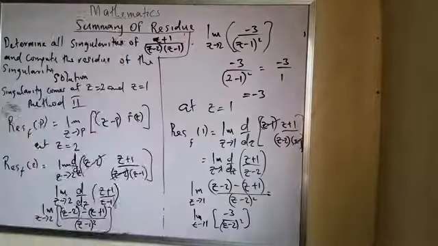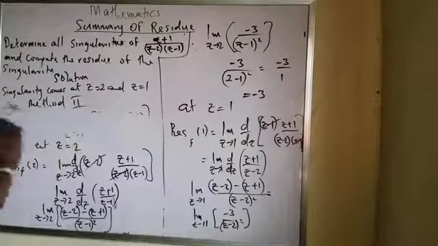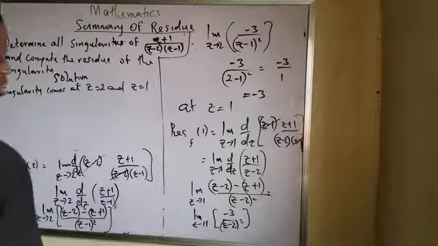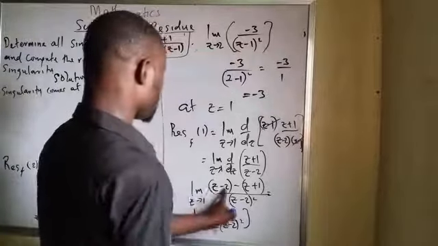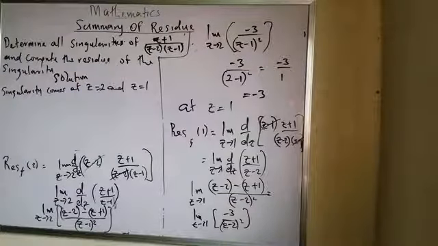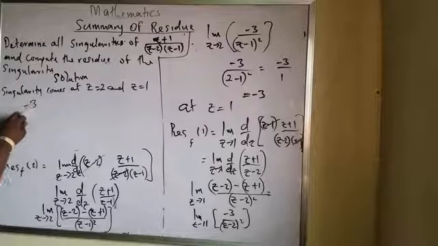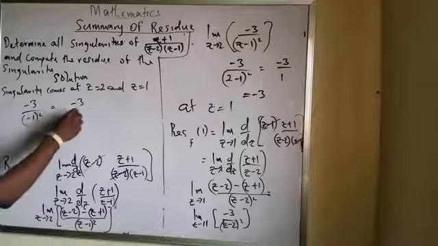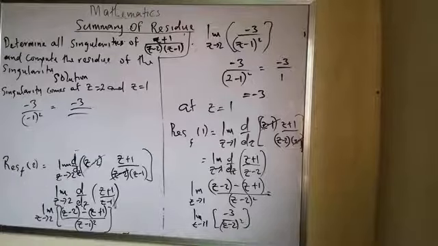Now, I need to rub this part. This will cancel, and that will be minus 3, which is minus 3 all over (minus 1) squared, which will be equal to minus 3. That is my answer. That is the residue of both, the residue of that and that.